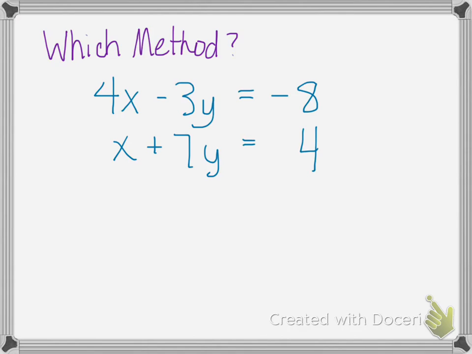Okay, take a minute to look at this one. What method would you use? Which variable would you work on first here? What I see is that if I multiply this second equation by -4 on both sides, then I'm going to have a 4x and a -4x that will be eliminated, and I can solve for the y coordinate of my solution.